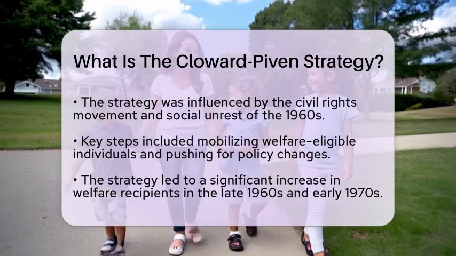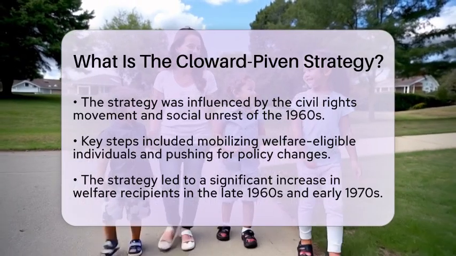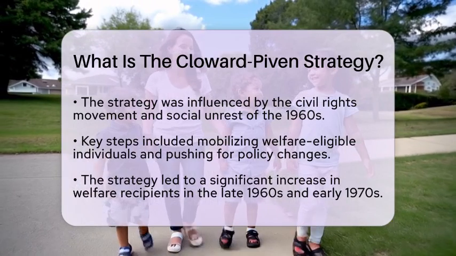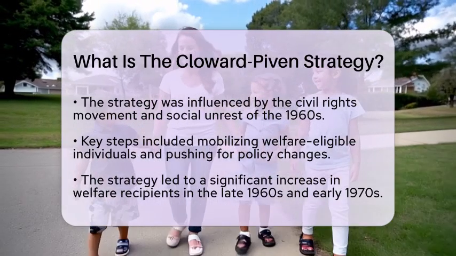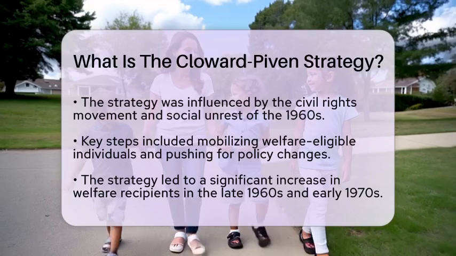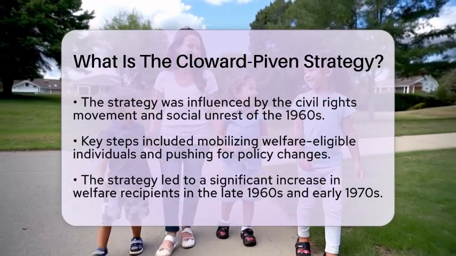Their plan involved several key steps. First, mass mobilization of people eligible for welfare to apply for benefits. Second, creating a crisis by overwhelming the welfare bureaucracy. And third, pushing for policy changes that would lead to a guaranteed annual income and expanded social safety nets.